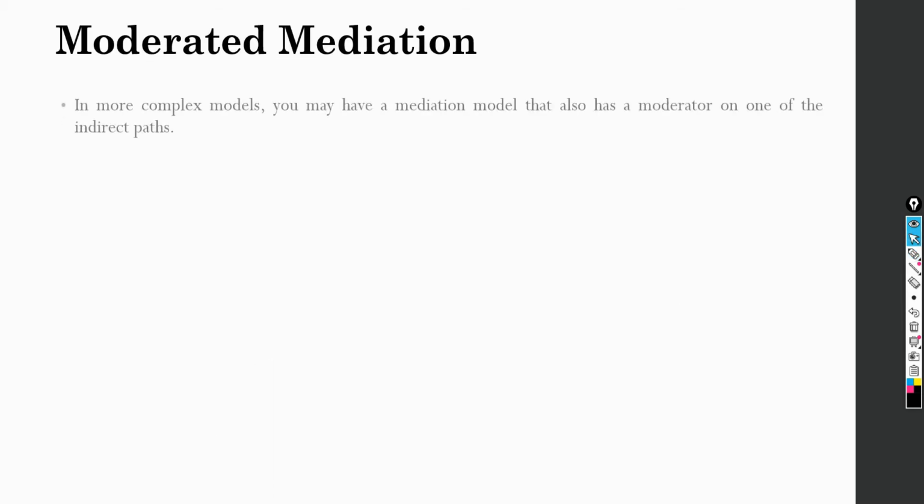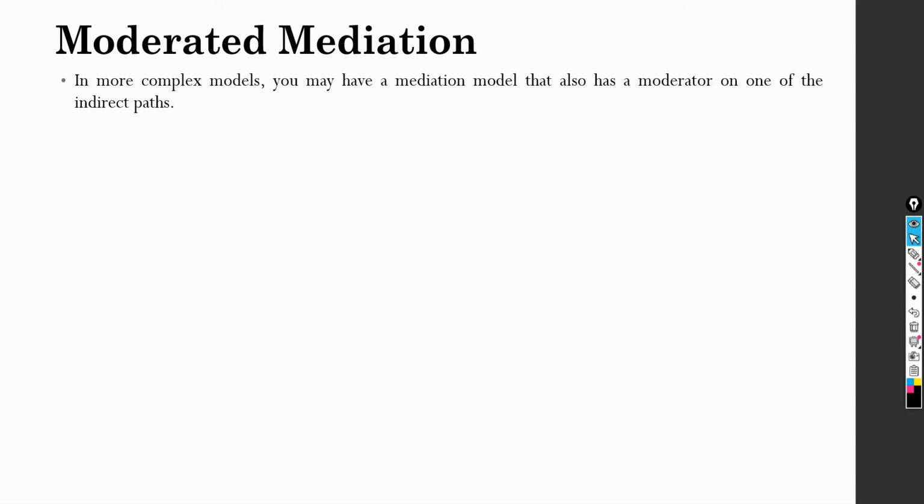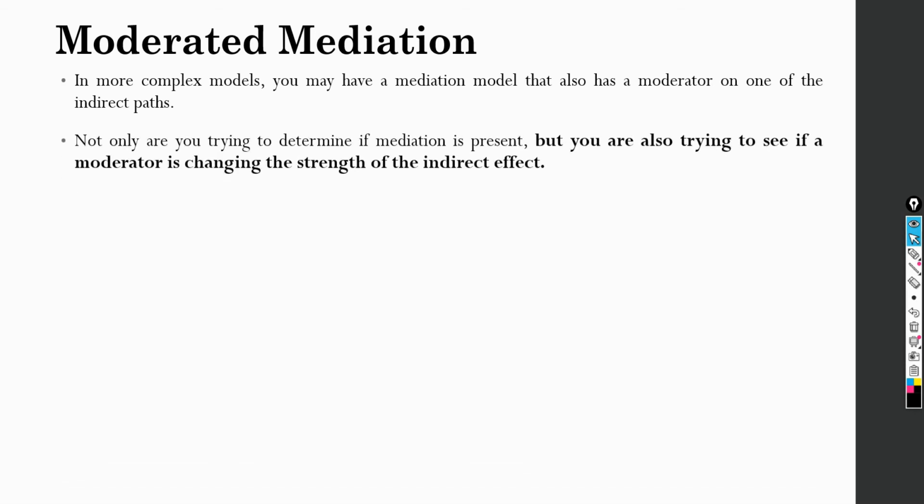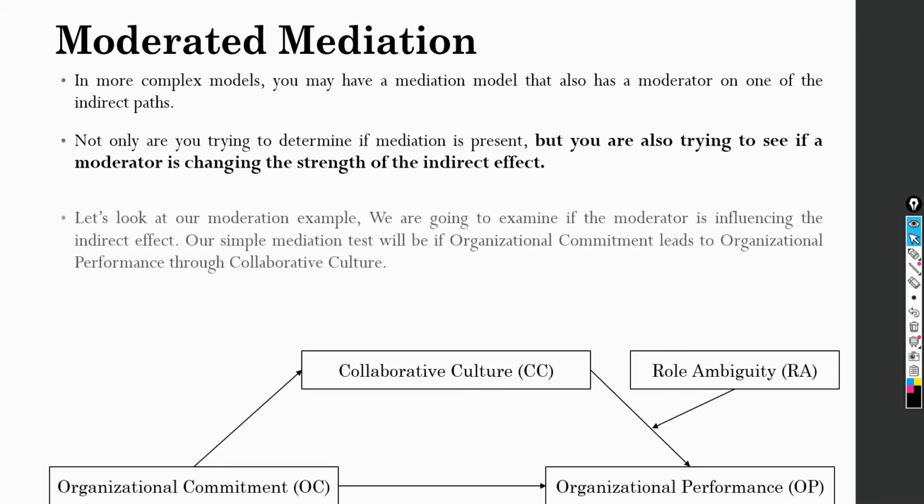Moderated mediation. In more complex models, where you may have a mediation model just as we had, there could also be a moderator. That is what we are doing in this particular analysis. Not only are you trying to determine if mediation is present, but you are also trying to see if a moderator is changing the strength of the indirect effect. That is, your moderator moderates positively or negatively the indirect effect.